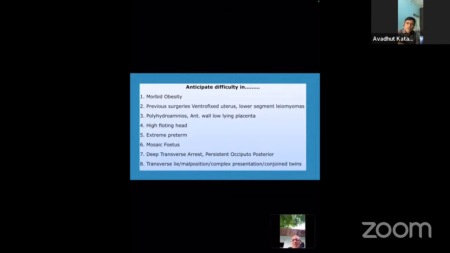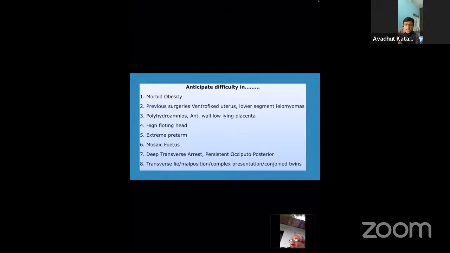If the patient is morbidly obese, always think of difficulty in the extraction of the head and difficulty in the cesarean section itself. Previous surgeries like previous cesarean section, ventrofixed uterus, lower segment leiomyomas, we have to anticipate the difficulty. Polyhydramnios, especially, has a high floating head. You may encounter difficulty in delivering the head. Anterior wall low-lying placentas, high floating head, extreme preterms, big babies, deep transverse arrest, persistent occipito-posterior position, transverse lie, malpositions, complex presentation, conjoint twins.